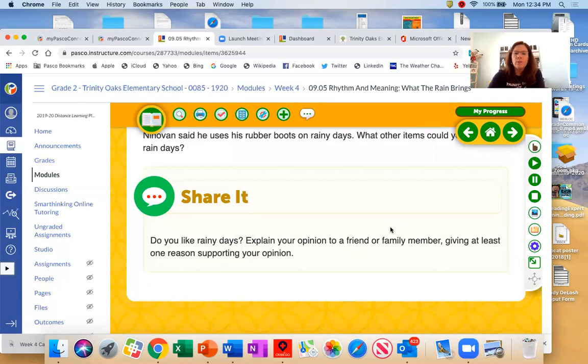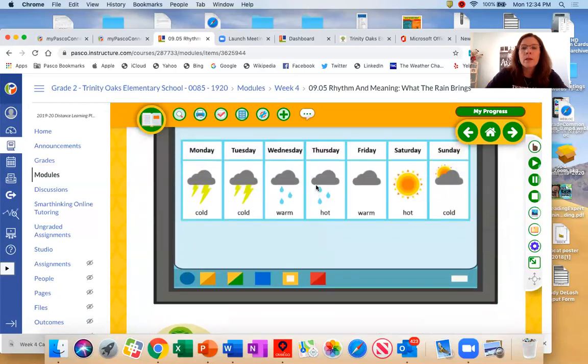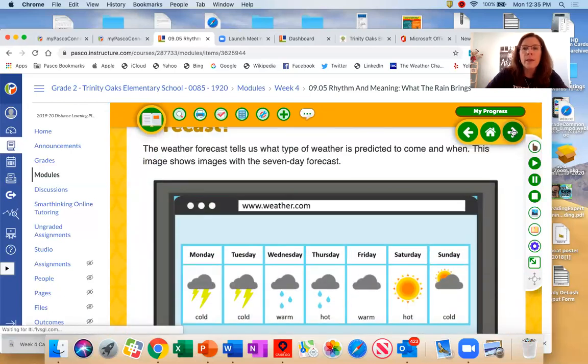And then you're going to explain your opinion to a friend or a family member about, do you like rainy days? So you're just going to have a discussion. You don't need to turn this into me. I know some people have been doing this and wanting to do it for extra work. That's perfectly fine. But this is not the assignment that you're supposed to turn into me yet. Then you're going to go to the next page.